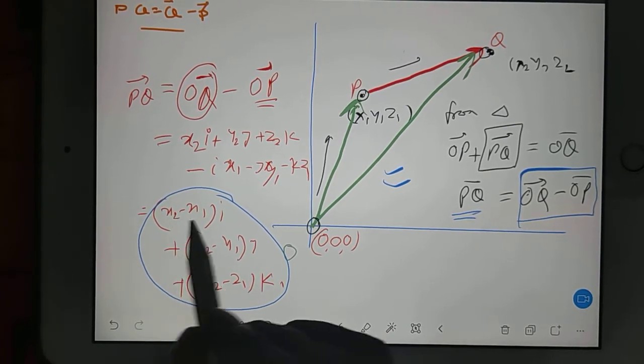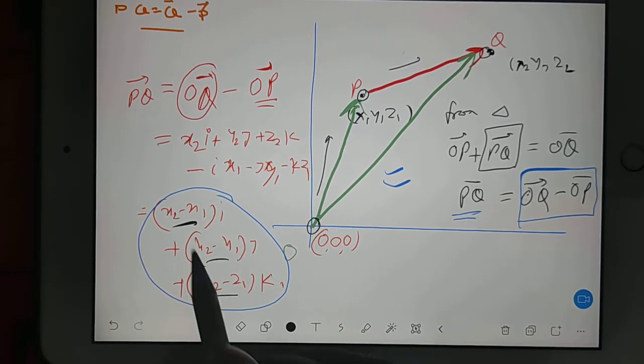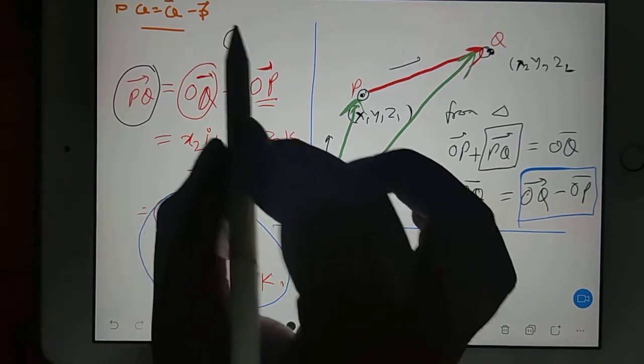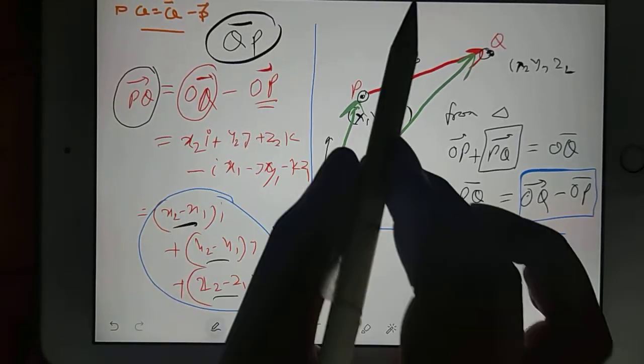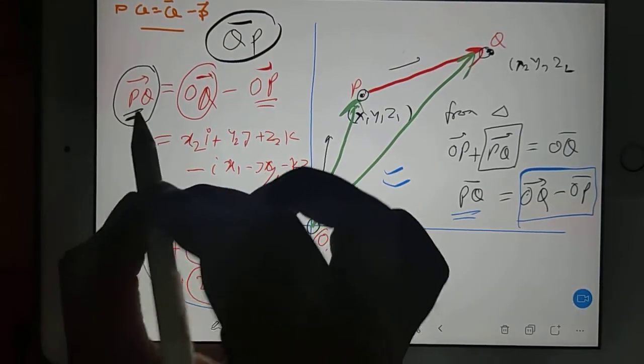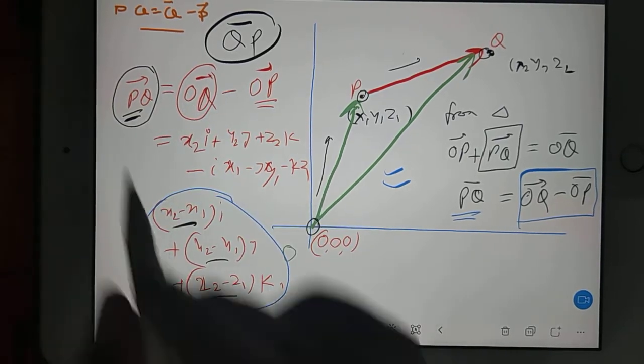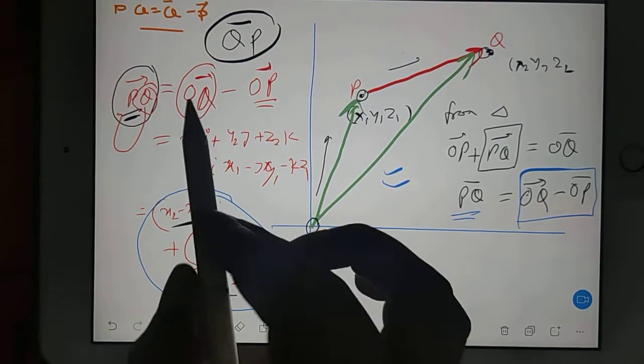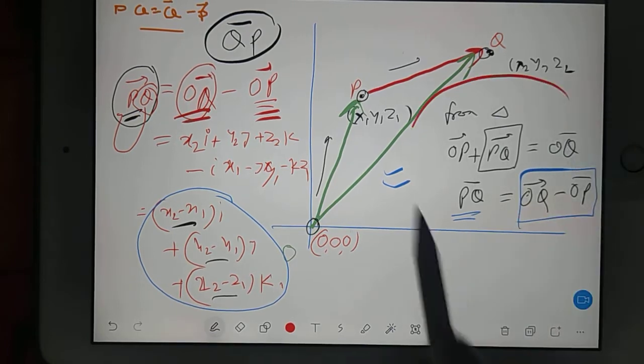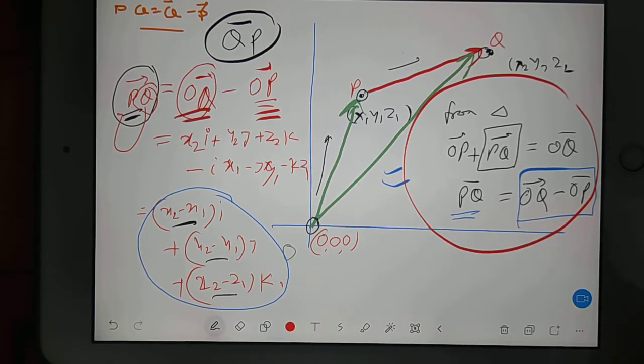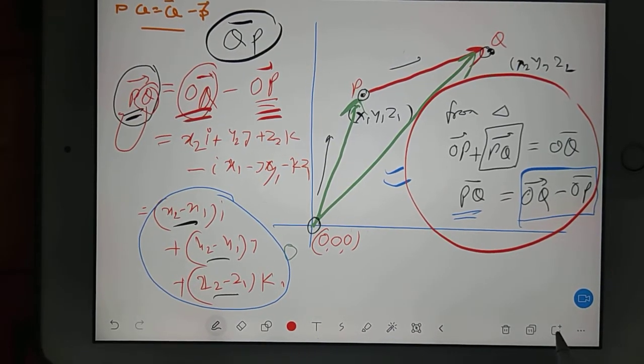So simply you subtract, and you also keep in mind which vector you are looking for. You are looking for PQ or you are looking for QP. Here you should not make a mistake. I am looking for PQ, so I am subtracting Q minus P. Opposite I am subtracting. You can see here OQ minus OP. And how I am getting it, I have explained here. Okay, I will change the page.